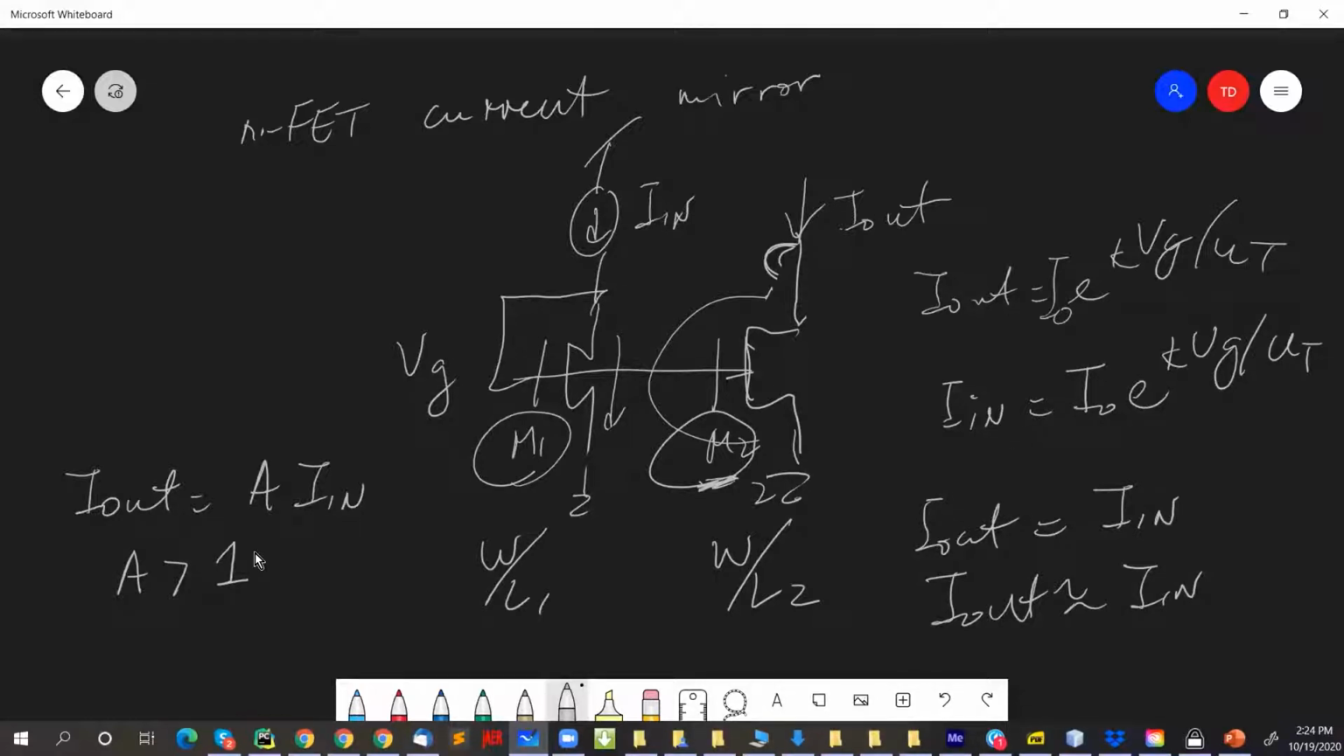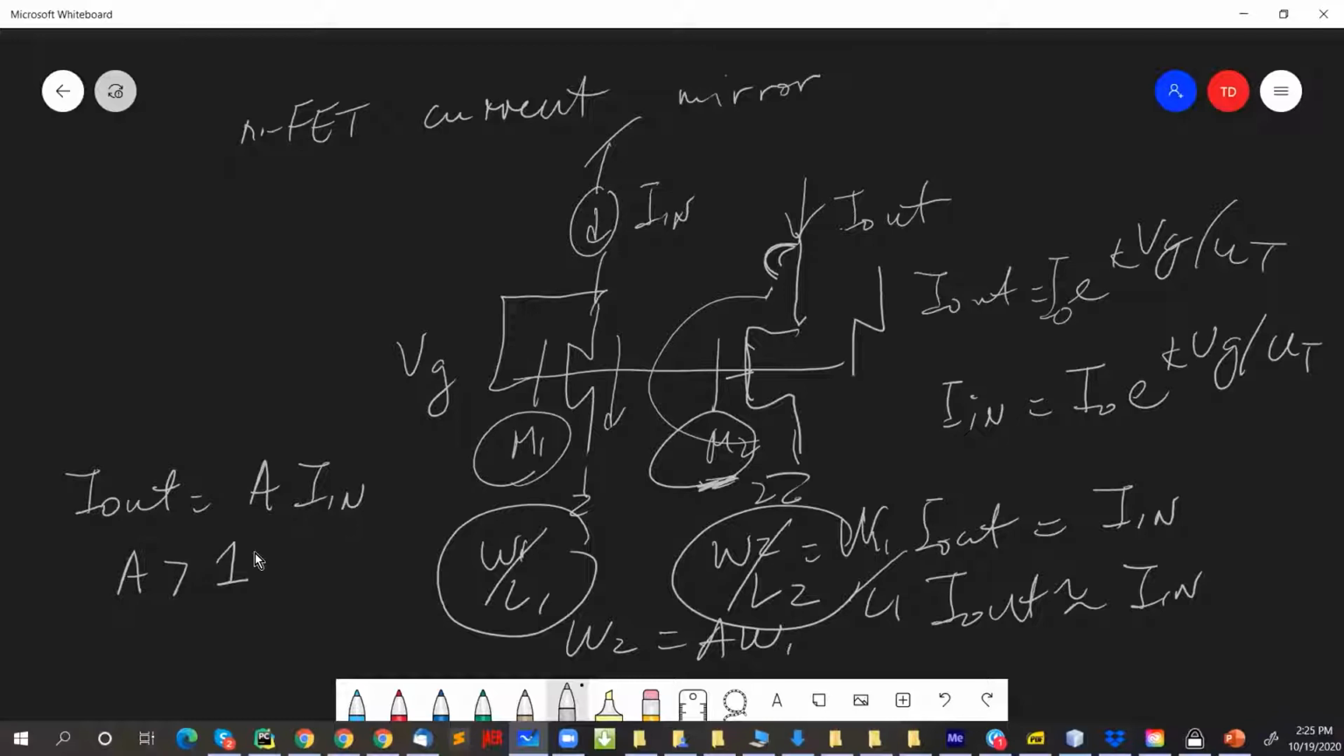So if we say that M1 has a width and length of W1 and L1, and M2 has a width and length of W2, L2, aspect ratio, then you can make W2, for example, 8 times bigger than W1, right? Or correspondingly, you can also change the length of the transistor. Or you make multiple copies. So basically, W2 over L2 is W1 over L1, and you make multiple copies. Yeah, all are possible.